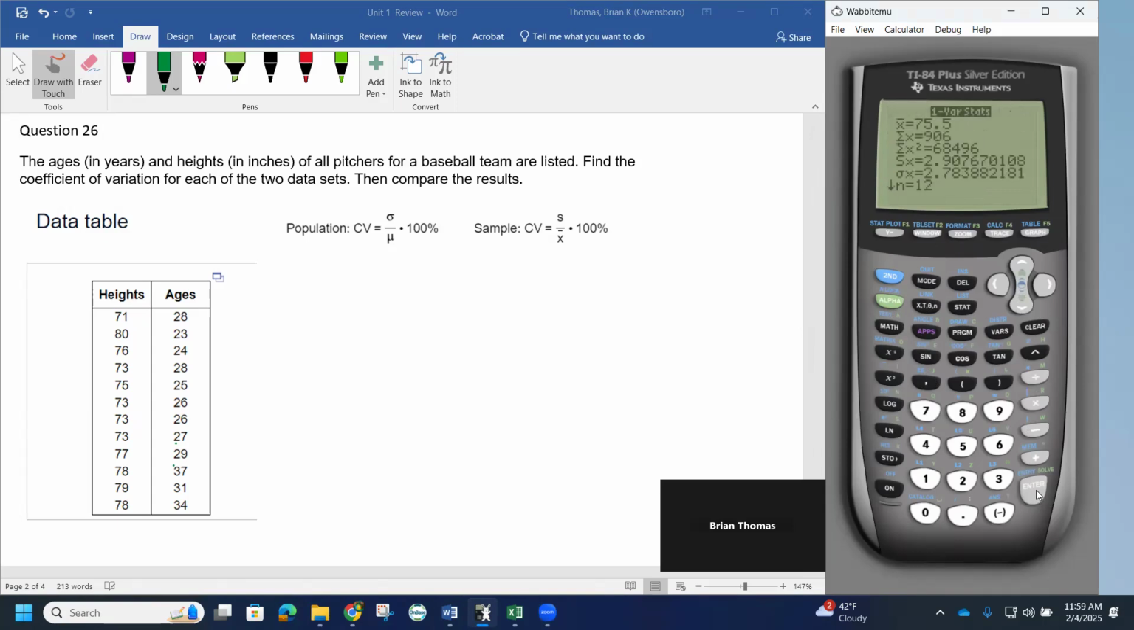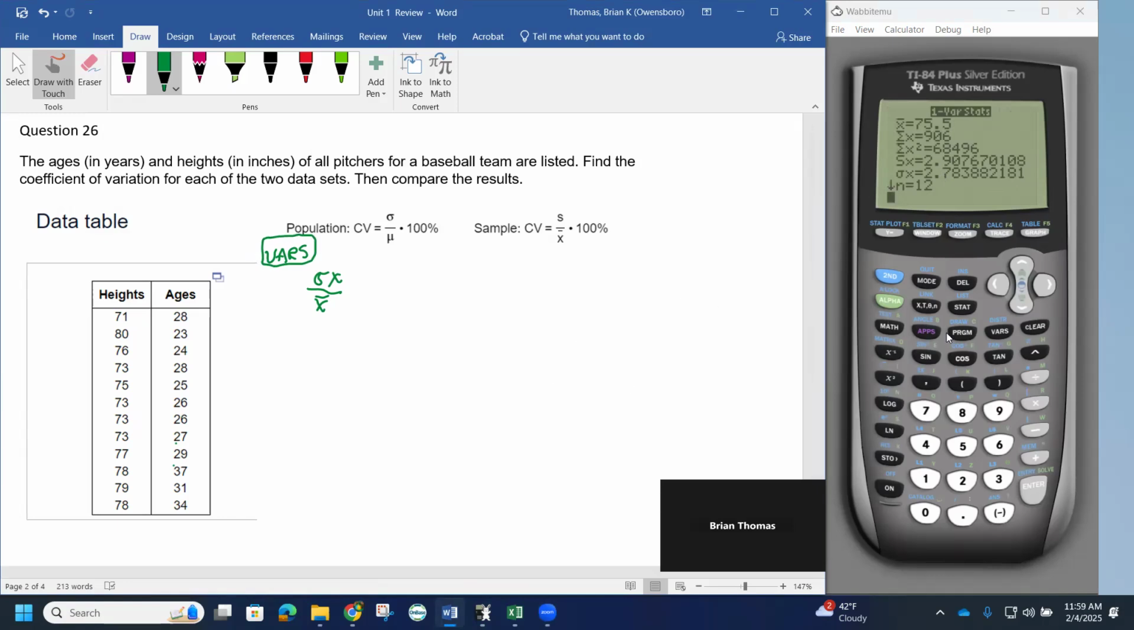Notice how we have our mean, x-bar, which also stands for our population mean. That's our average, 75.5. And then we need our population standard deviation, which is the sigma x. So we need this sigma x divided by x-bar. We can find these using the vars button.